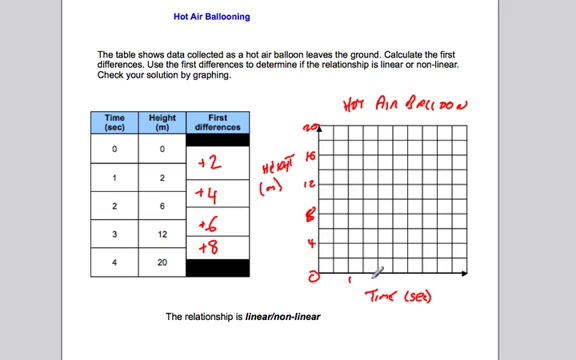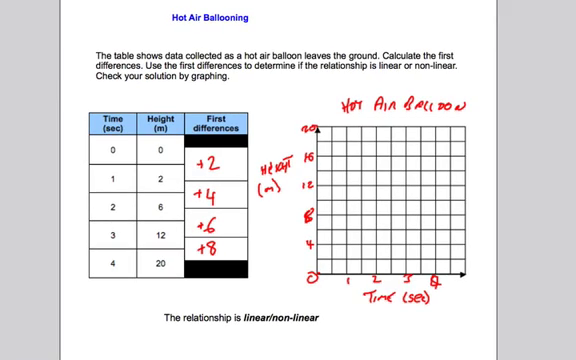So we're going to go and at 0 seconds, you're at a height of 0. At 1 second, you're at a height of 2. 2 seconds is a height of 6. 3 is at a height of 12. And 4 is at a height of 20.